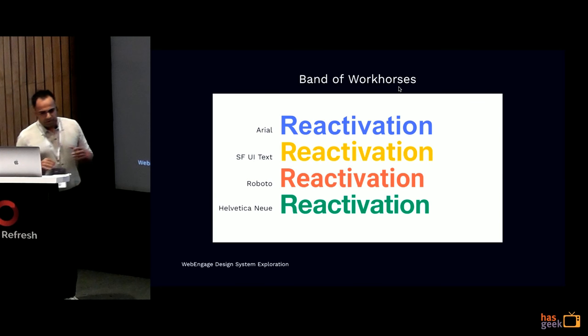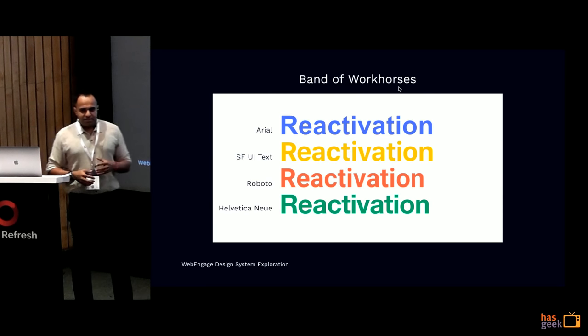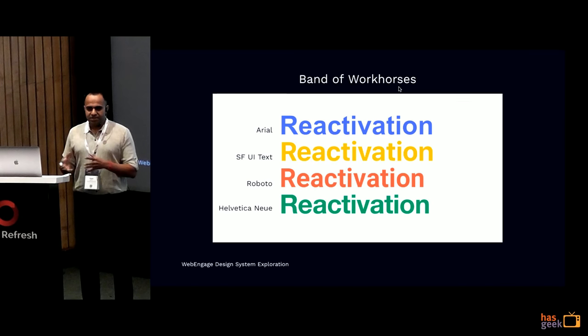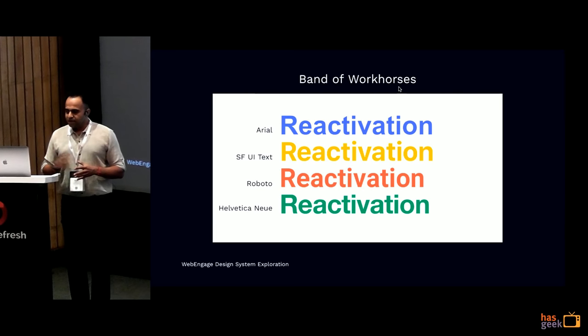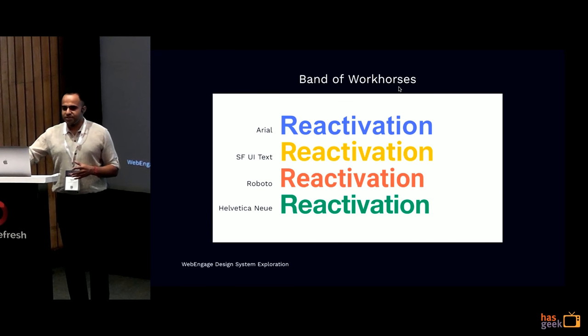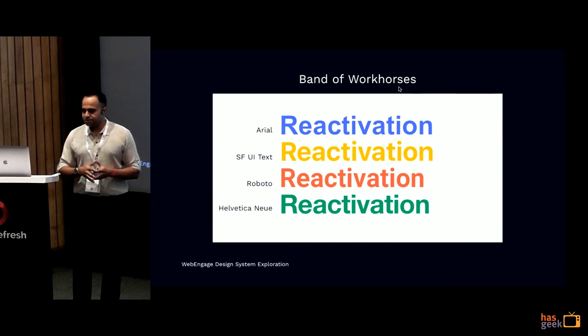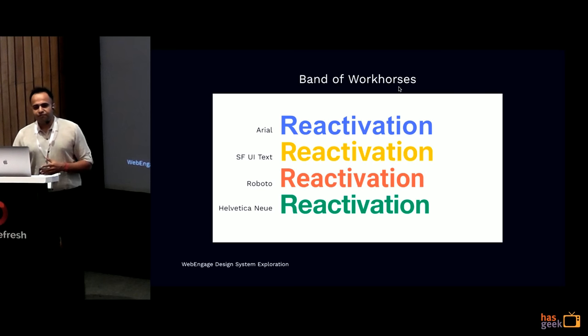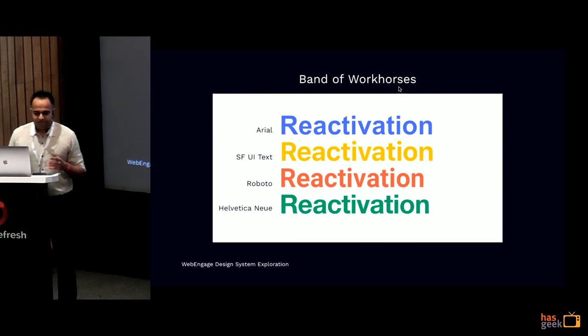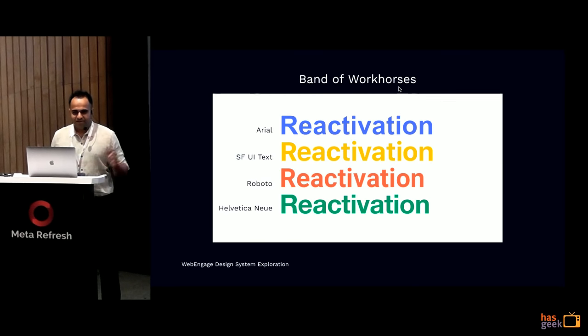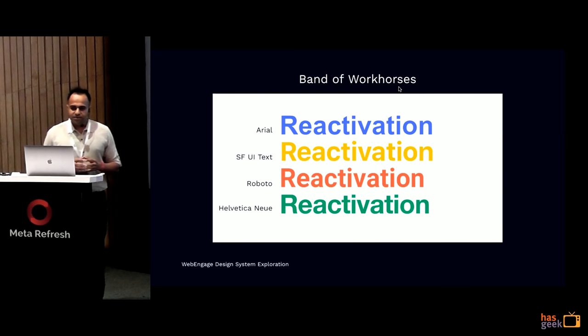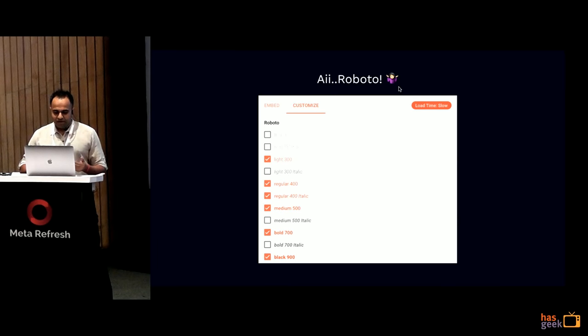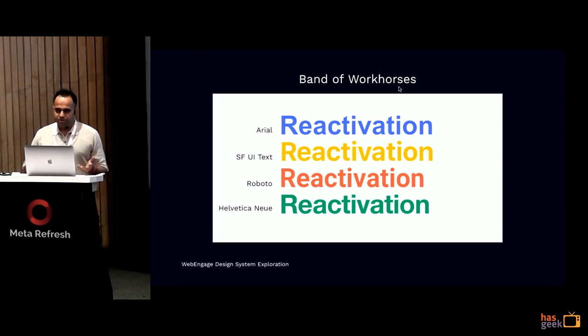I work with a company called WebEngage, based out of Mumbai. I work on the design system, and when we started to explore the choices of typefaces, it was for an enterprise app. So we started to look at a few workhorse typefaces, Arial and Helvetica. They have always been there. We also looked at San Francisco and Roboto, the two main native typefaces. We compared them and decided Roboto was a good choice.